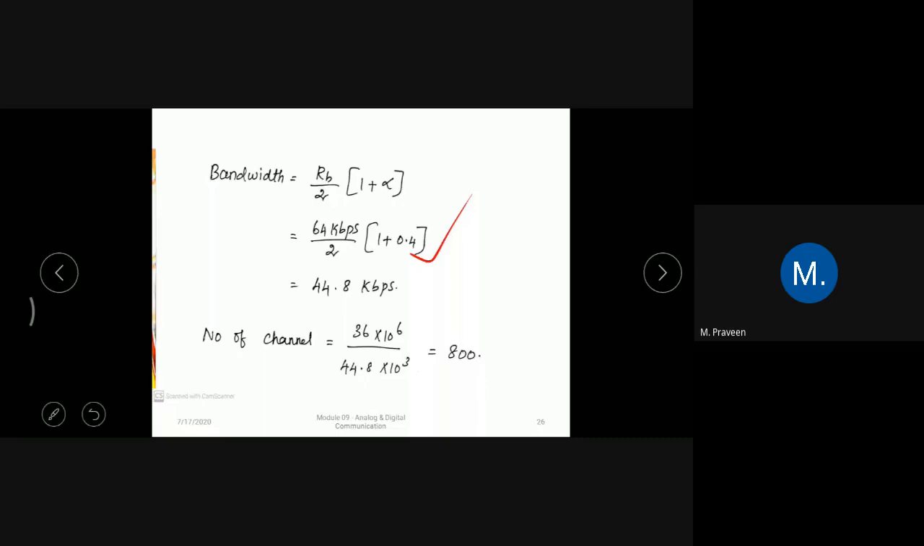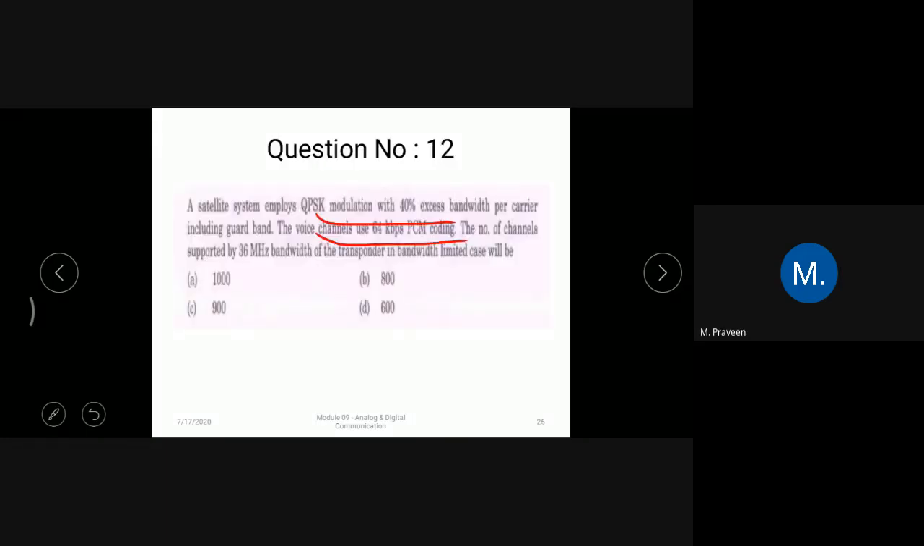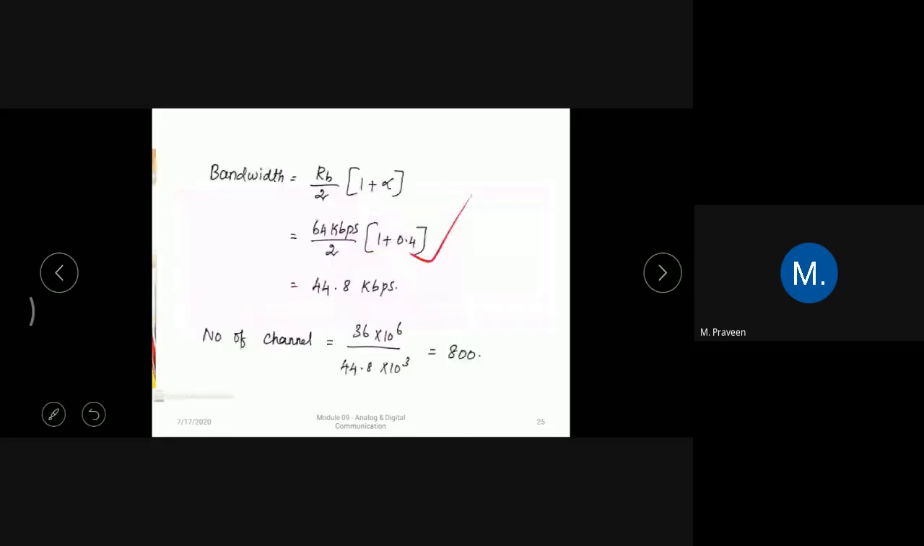Now they are asking the number of channels, and the available bandwidth is 36 megahertz. Then the number of channels is equal to 36 megahertz divided by the bandwidth for each channel. Hope you understand. Number of channels is equal to total bandwidth, that is 36 megahertz, divided by channel bandwidth for each channel, which we found in the previous case is 44.8 kbps. Just substitute that value and find the number of channels. So it is approximately 802.